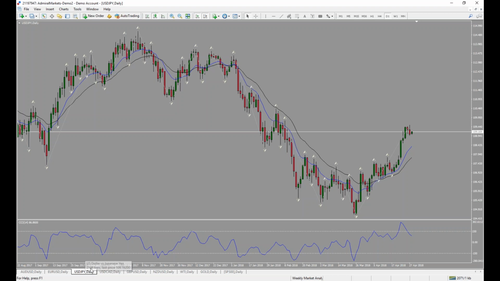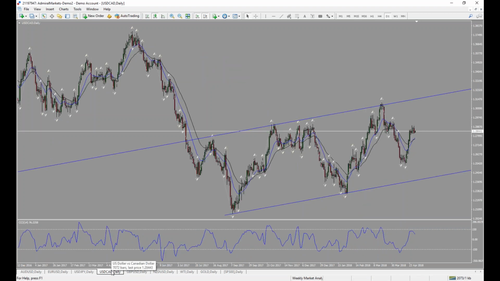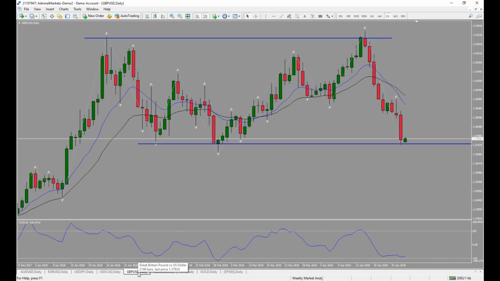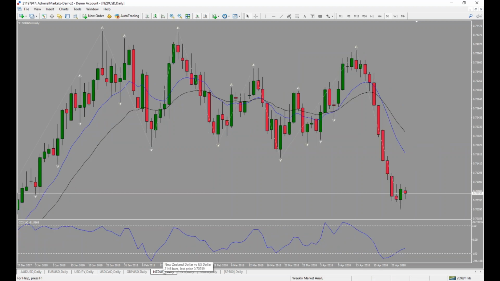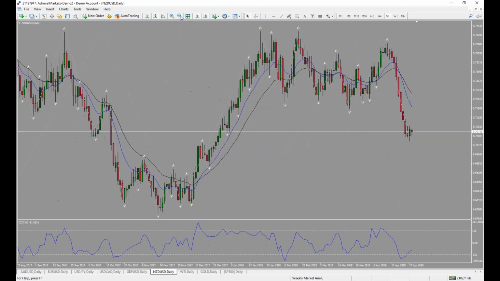US yen, we're looking for a pullback down for continuation in an uptrend. US CAD, we're inside the channel and we're waiting to get to the top perimeter. GBP USD, we are at the bottom of a horizontal channel. Let's see if today's candle finishes as an inside candle, and then we've got the opportunity to trade back up. Kiwi USD, what did I say there? We are waiting for a pullback and then trying to hit the price action to continue in a downtrend.